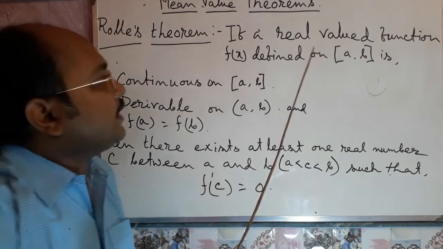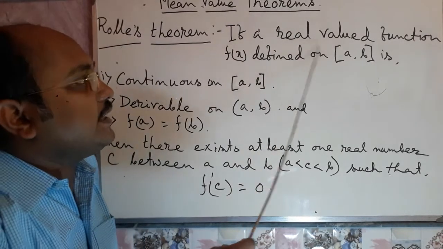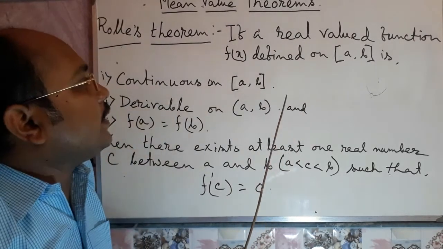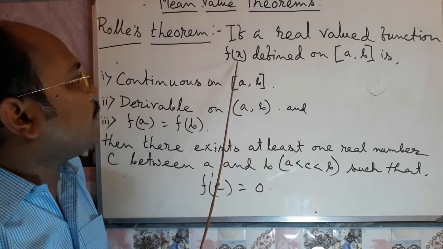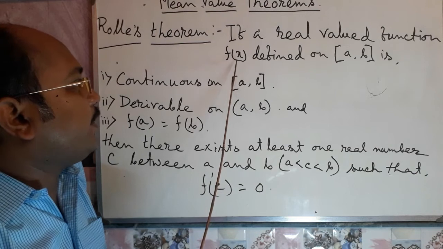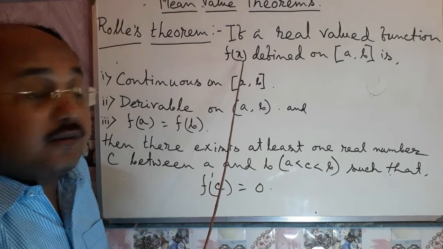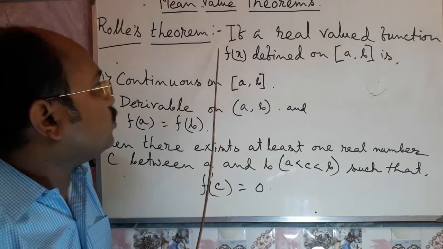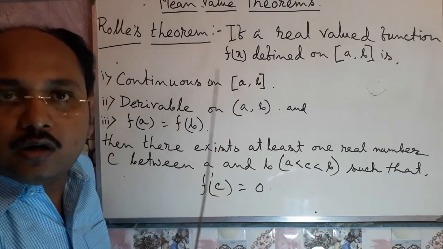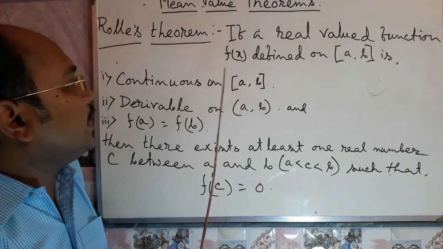I am again telling, what is this real valued function? What do you mean by real valued function? Real valued function means that for all values of x, that is for every point in the domain, the functional values are real. The values of f(x) are all real for all values of x.